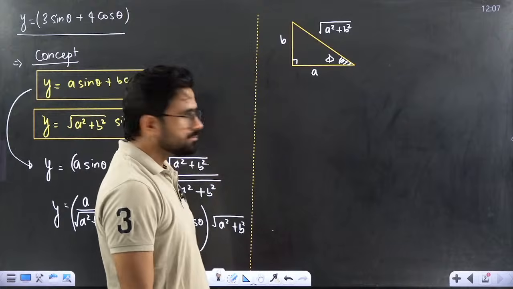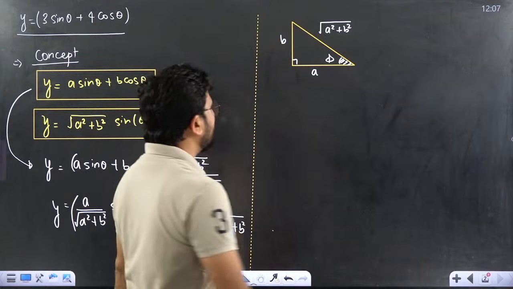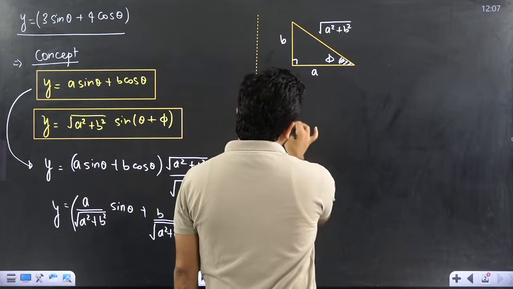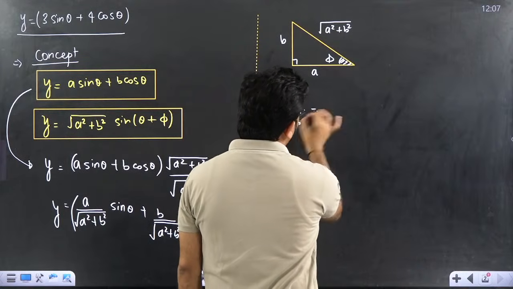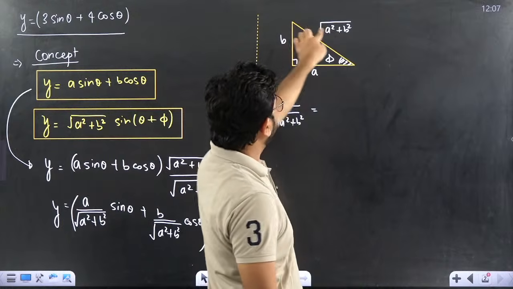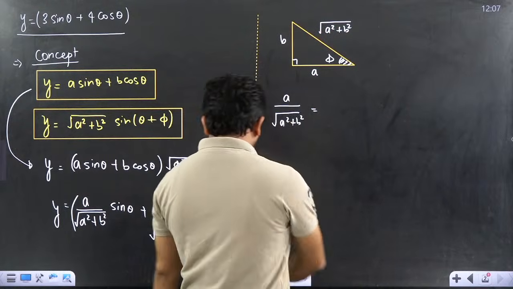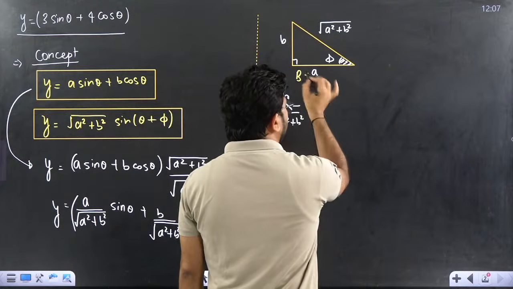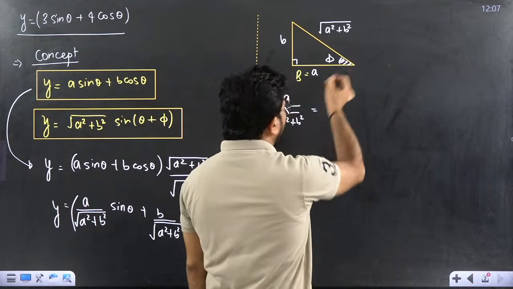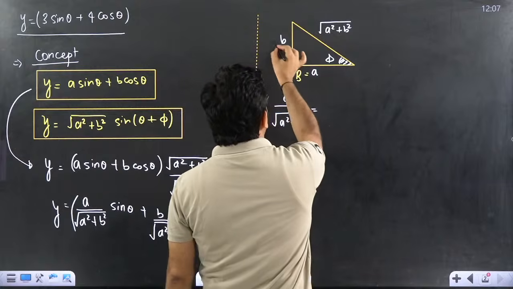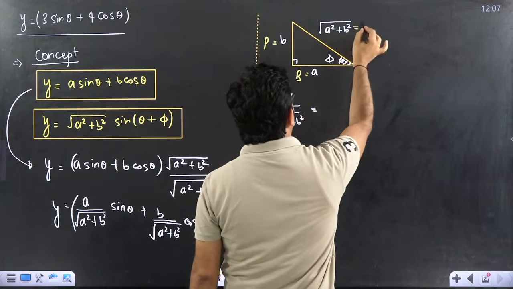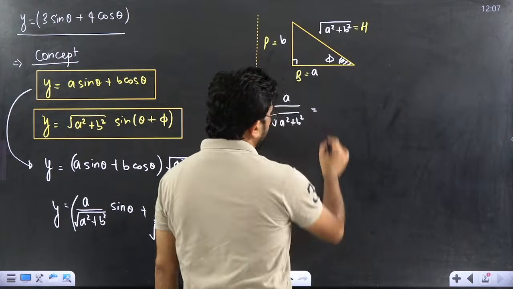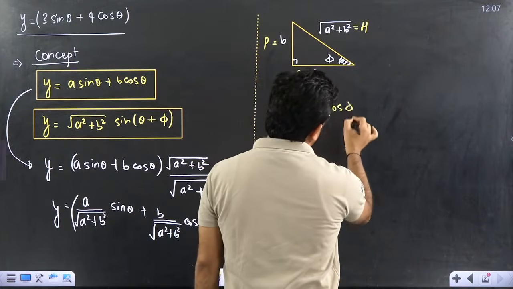Very simple. Now from here, if I ask you what is a upon under root of a square plus b square, please tell me what is that value? A by under root of a square plus b square. Already we know that this is what, beta? This is base, because near to theta or near to angle we call it base, and this is perpendicular and this is hypotenuse. So this is base upon hypotenuse, which means this is cos phi.